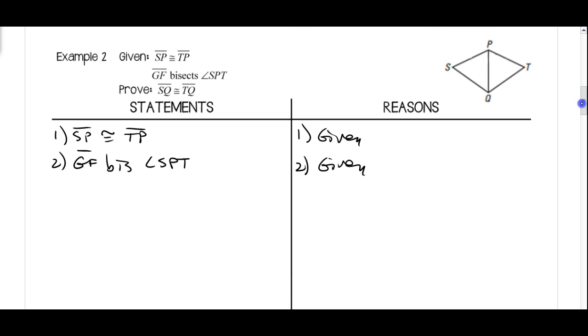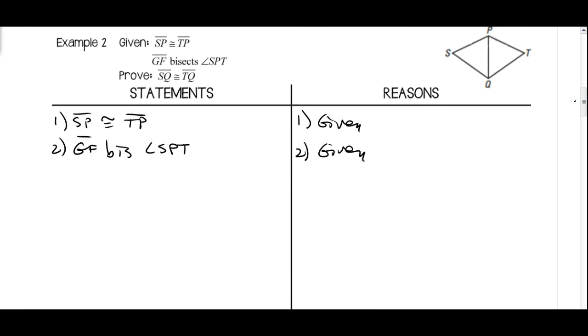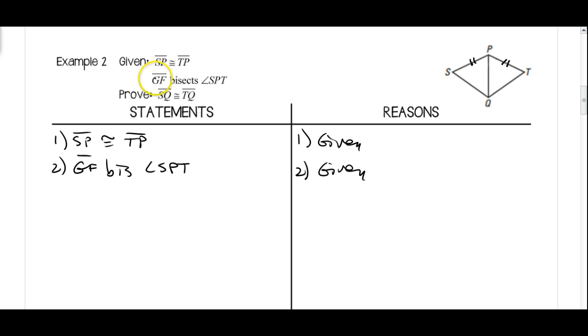Alright, example number 2. Again, pause if you need to get the given written down. I've got SP congruent to TP, and I've got that GF bisects angle SPT. That should be PQ. So let's go ahead and fix that. PQ bisects angle SPT. So if it bisects the angle, then I'm going to put a 1 here and a 2 here just to make it easier for us to name those angles, and you can do that in pictures anytime as well.